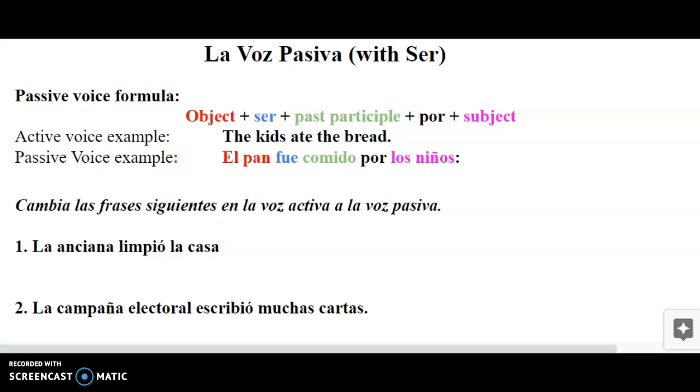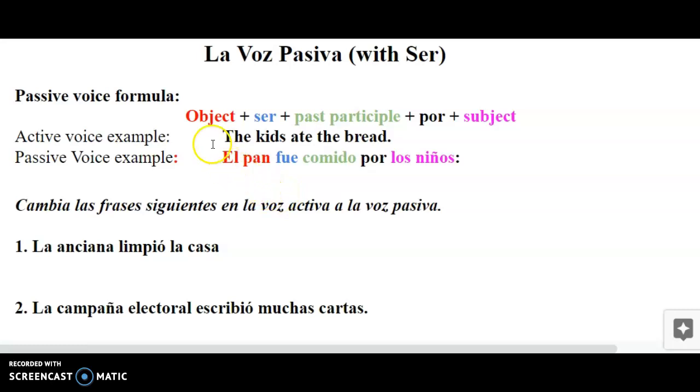So it's easier if we just look at an example. Here's an example of active voice. The kids ate the bread. So we have the subject doing an action onto the object. Okay. Now, the passive voice would be the bread was eaten by the kids. The bread was eaten by the kids. So how do we do that in Spanish?